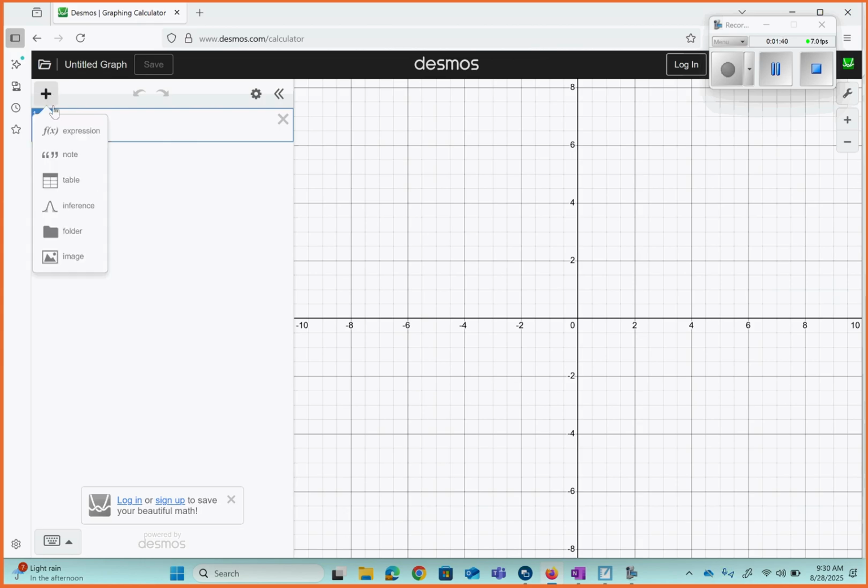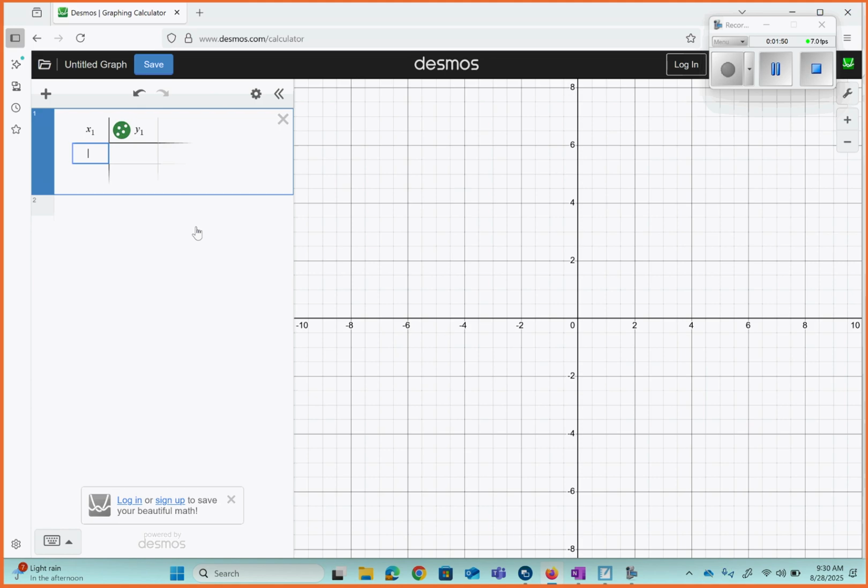And this will be simple, but you hit the little plus button and you get to the table. Now you might have X1 and Y1 like I have, but mine are going to show up as green dots. Yours might show up as different dots, which is okay. We are on the graphing calculator page and looking at decimals.